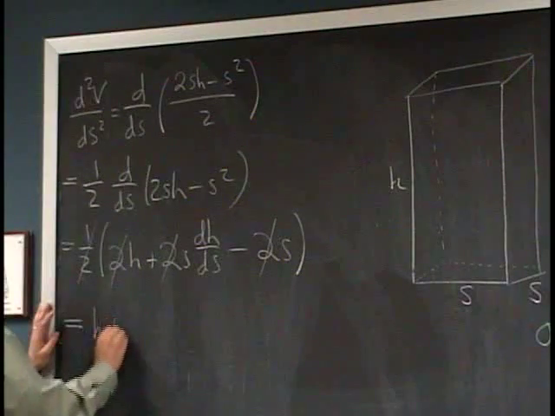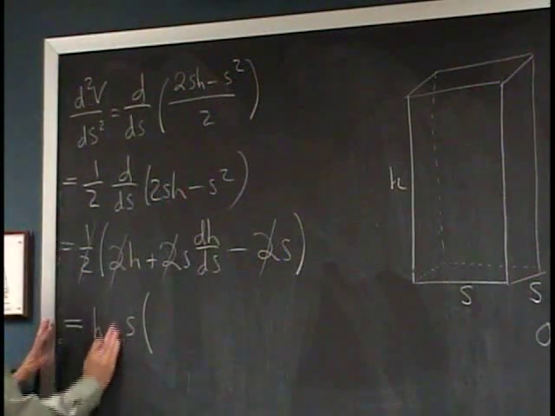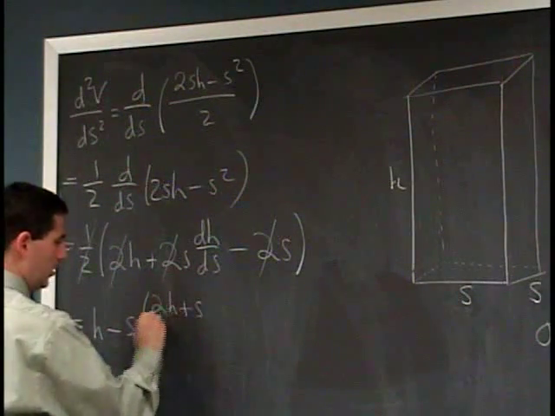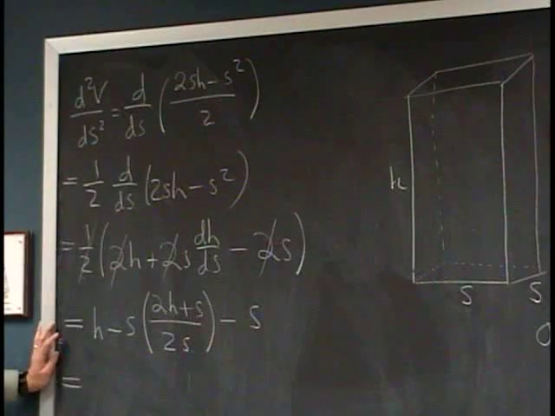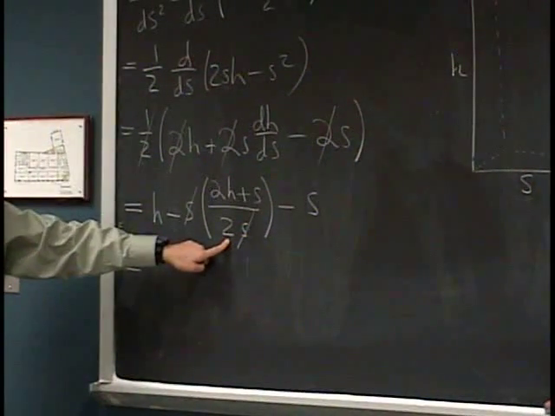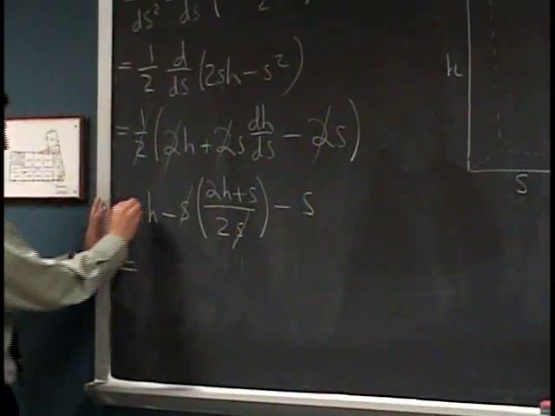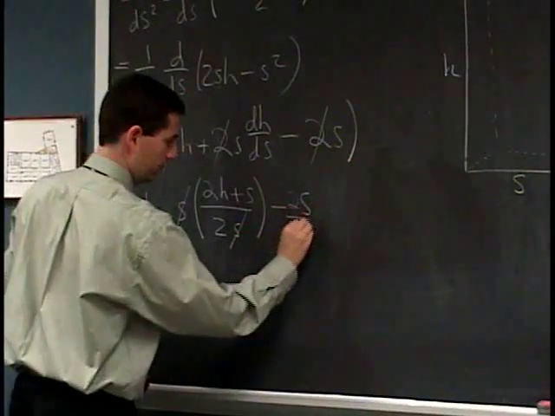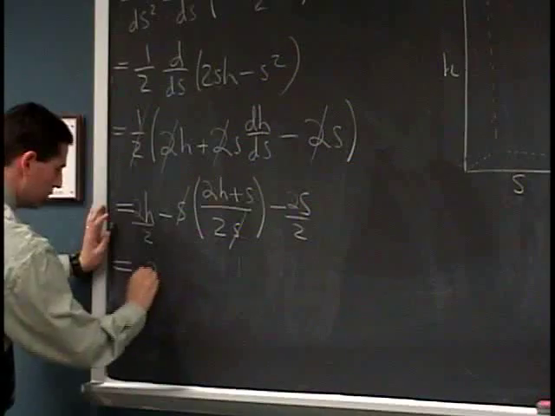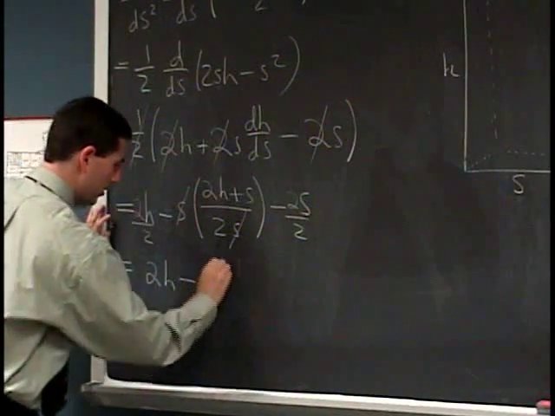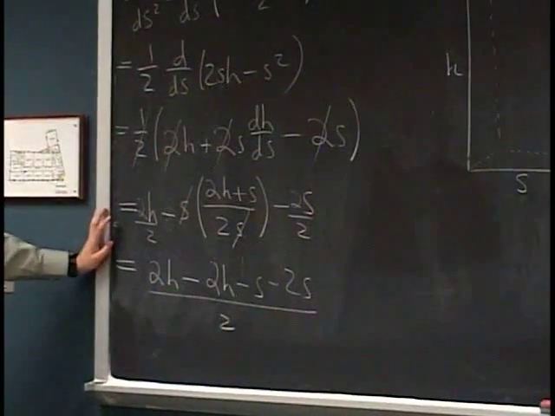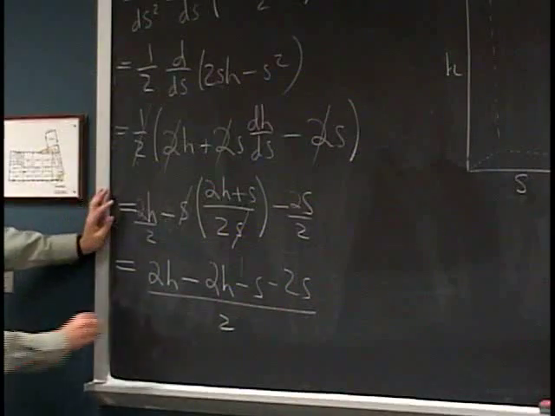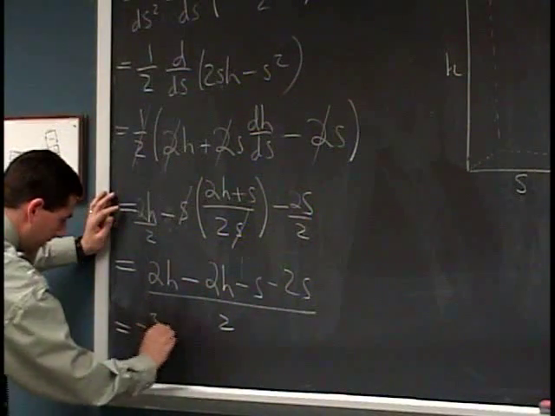So this equals h plus s times negative 2h plus s over 2s, and then minus s. This s will cancel with that s. I have a fraction over 2, and as I said before, every time you get a fraction over 2, it's undesirable, so you just put everything else over 2. I make this 2h over 2, and this 2s over 2. So now I get 2h minus 2h minus s minus 2s, all over 2. Very nicely, the 2h's cancel, and you're left with minus 3s over 2, or minus 3 halves.